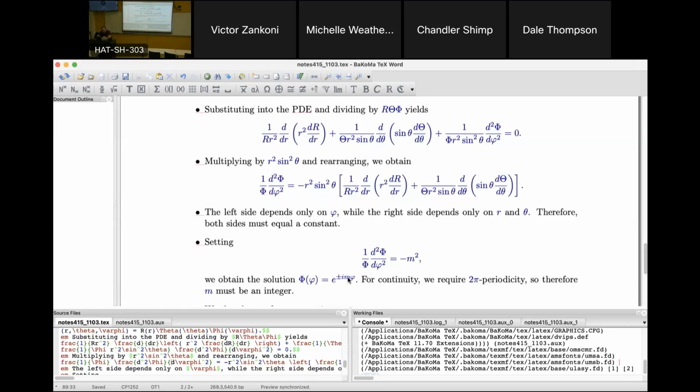The solution must be 2 pi periodic. The only way that can happen is if the constant that we have here is negative. Furthermore, not only must it be negative, it must be that the m has to be an integer. So that's how we get 2 pi periodic solutions. So now this left side is equal to a constant. It's minus m squared. So one variable has been taken care of. We know what capital Phi is. And that helps us work out what the rest of these are.